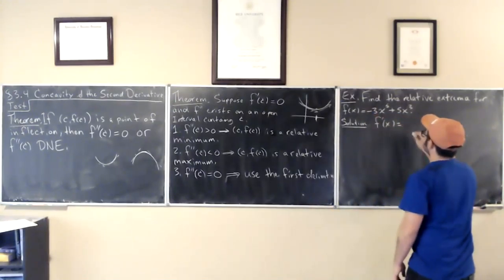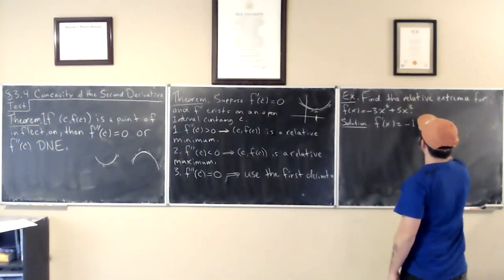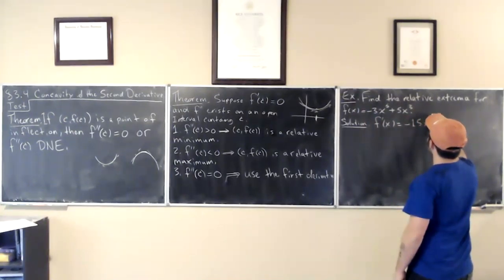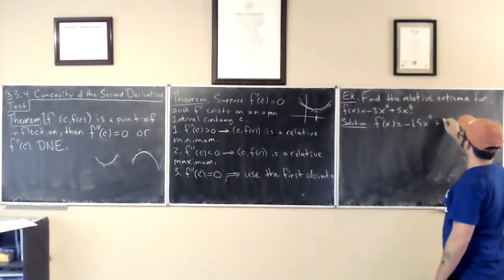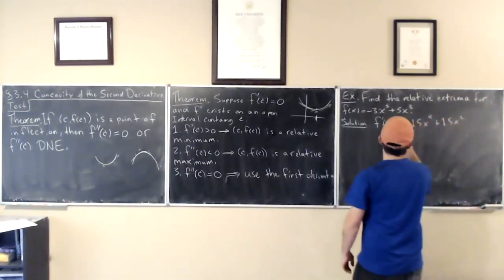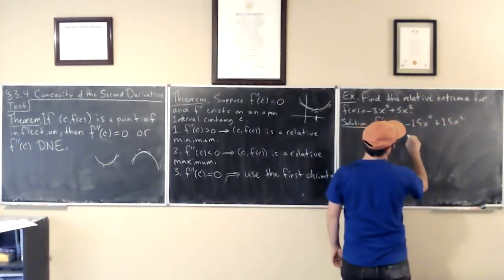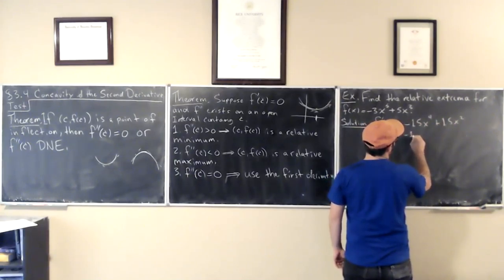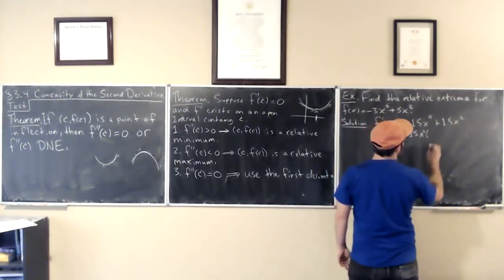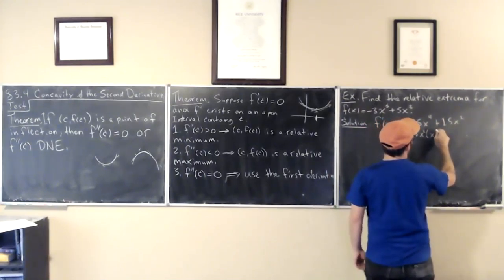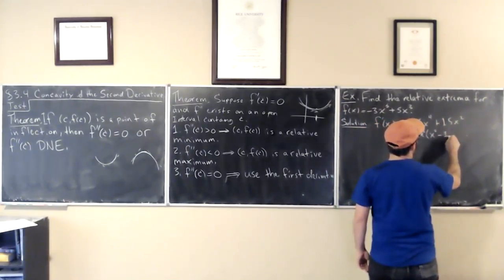So f prime of x is equal to negative 15x to the power of 4 plus 15x squared. So negative 15x squared times (x squared minus 1).